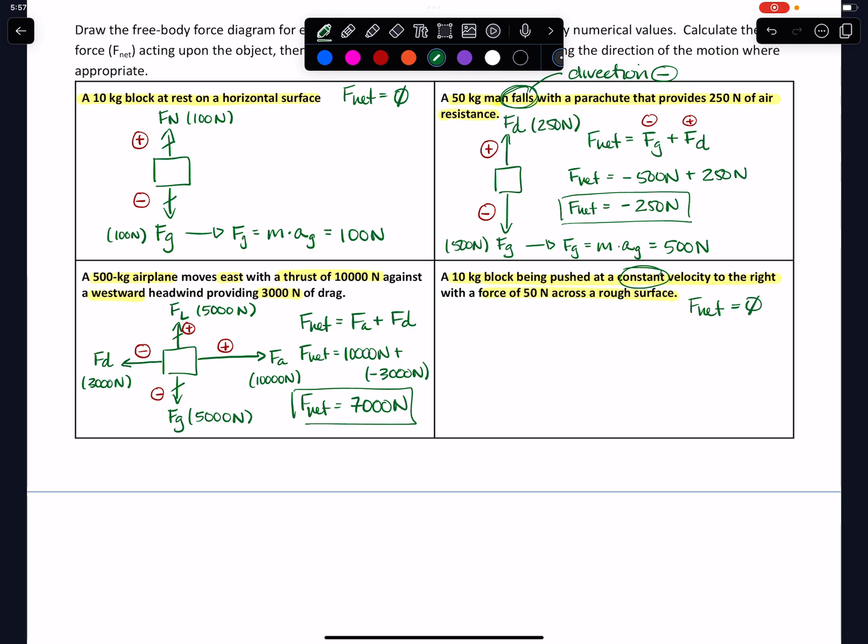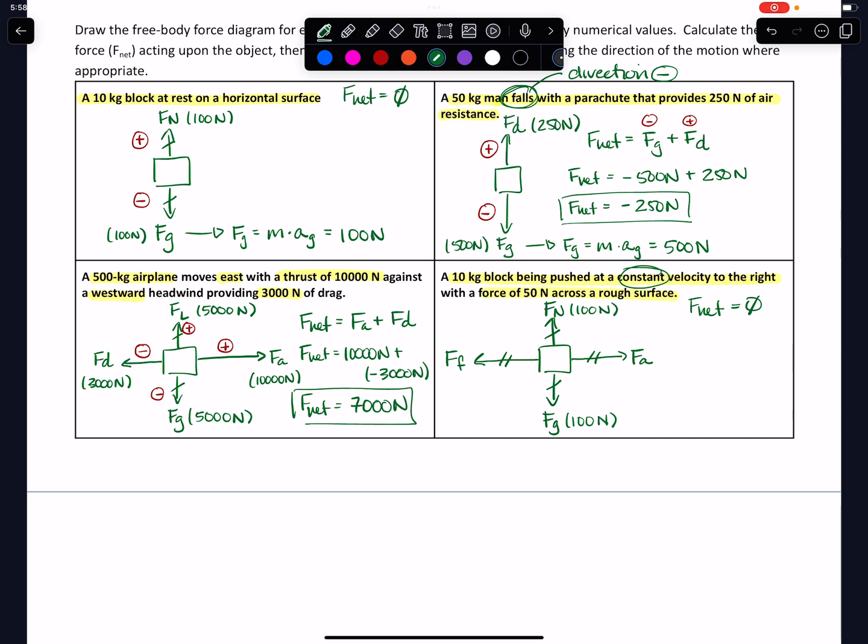So we're going to start with our block. We'll start with our vertical forces, our gravitational force and our normal force, and they must be equal and opposite. It tells us that the motion is to the right, so that's going to be our applied force, and it's equal and opposite to friction. Now what about some values? We have a 10 kilogram block, which tells me that the force due to gravity is 10 times 10, or 100 newtons, and it's got an equal but opposite 100 newton normal force.